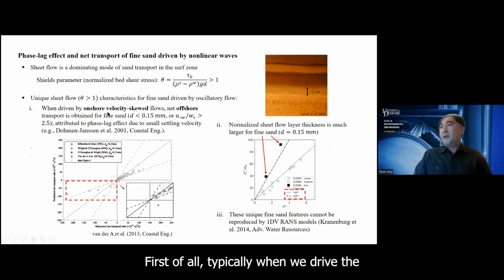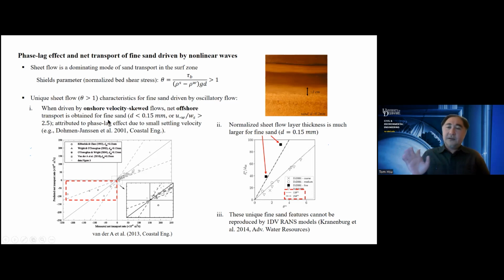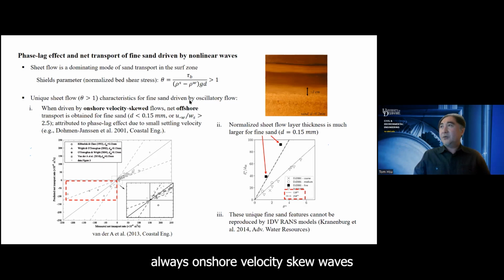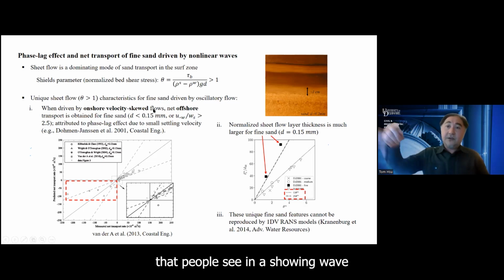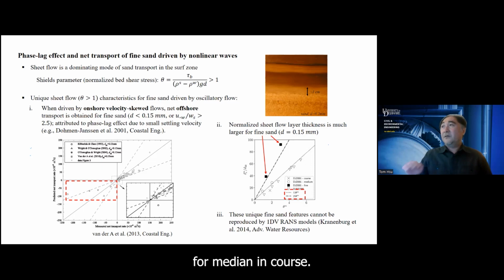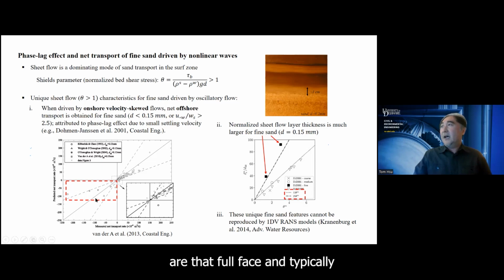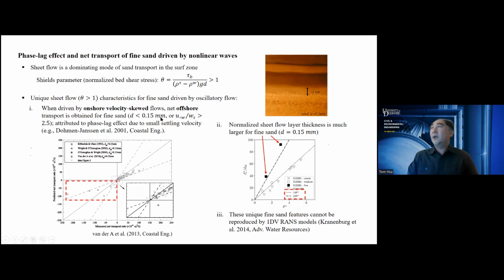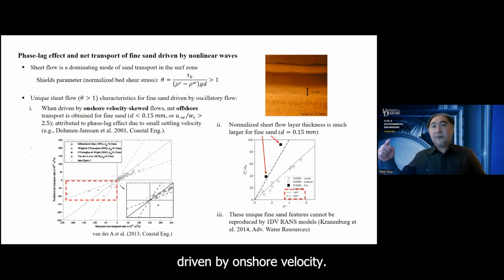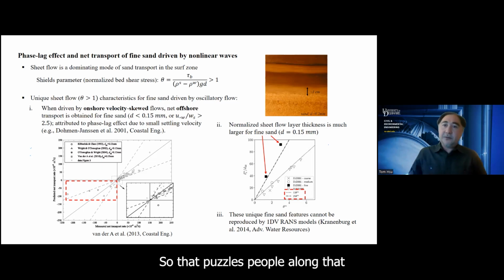First of all, typically when we drive the sediment transport with an onshore velocity-skewed wave, such as the Stokes wave that you typically see in a shoaling wave, for medium and coarse sand, we obtain onshore sediment transport. That's well known. However, it is well known from laboratory experiments, as you see in the red box here, that for fine sand, typically for grain diameter smaller than 0.15 millimeter, we actually see an offshore transport driven by an onshore velocity-skewed wave. That puzzles people a lot, because the transport direction is completely different.